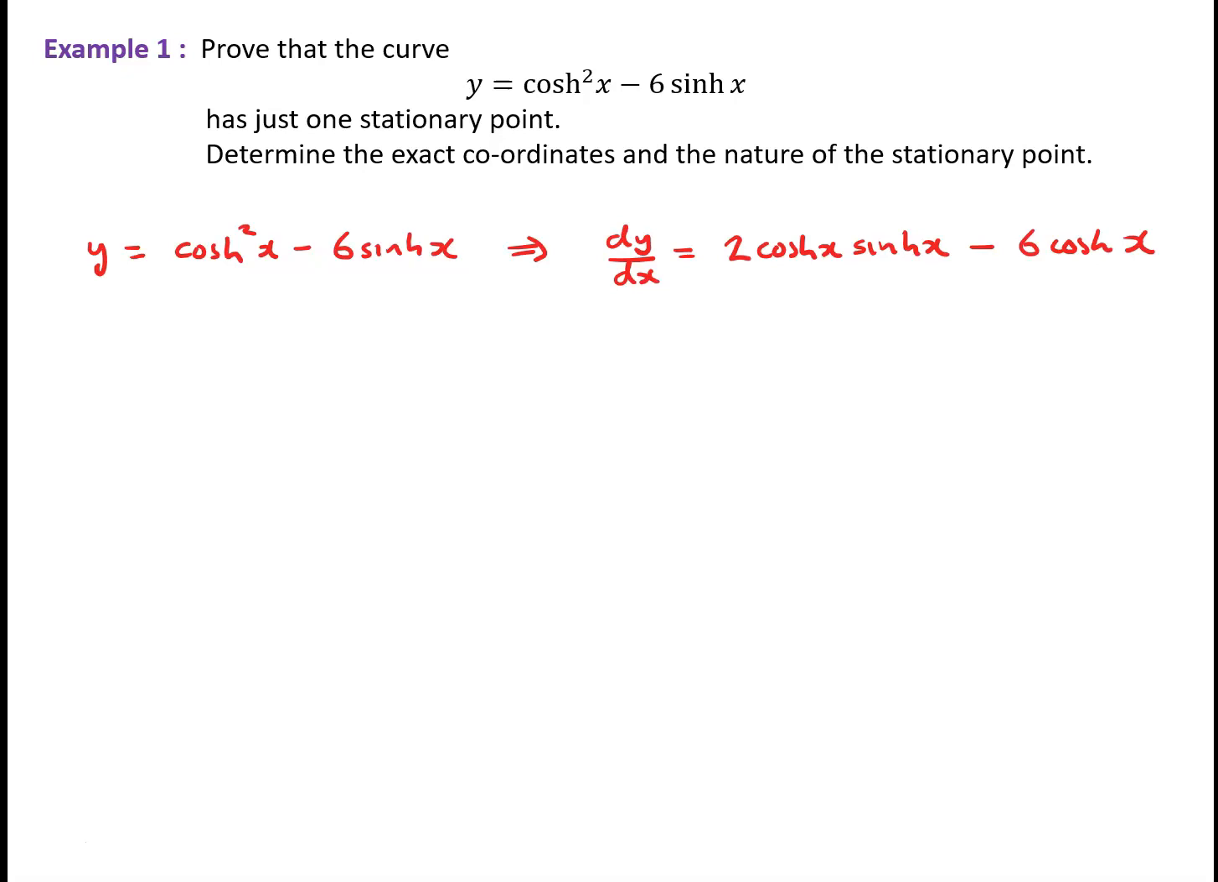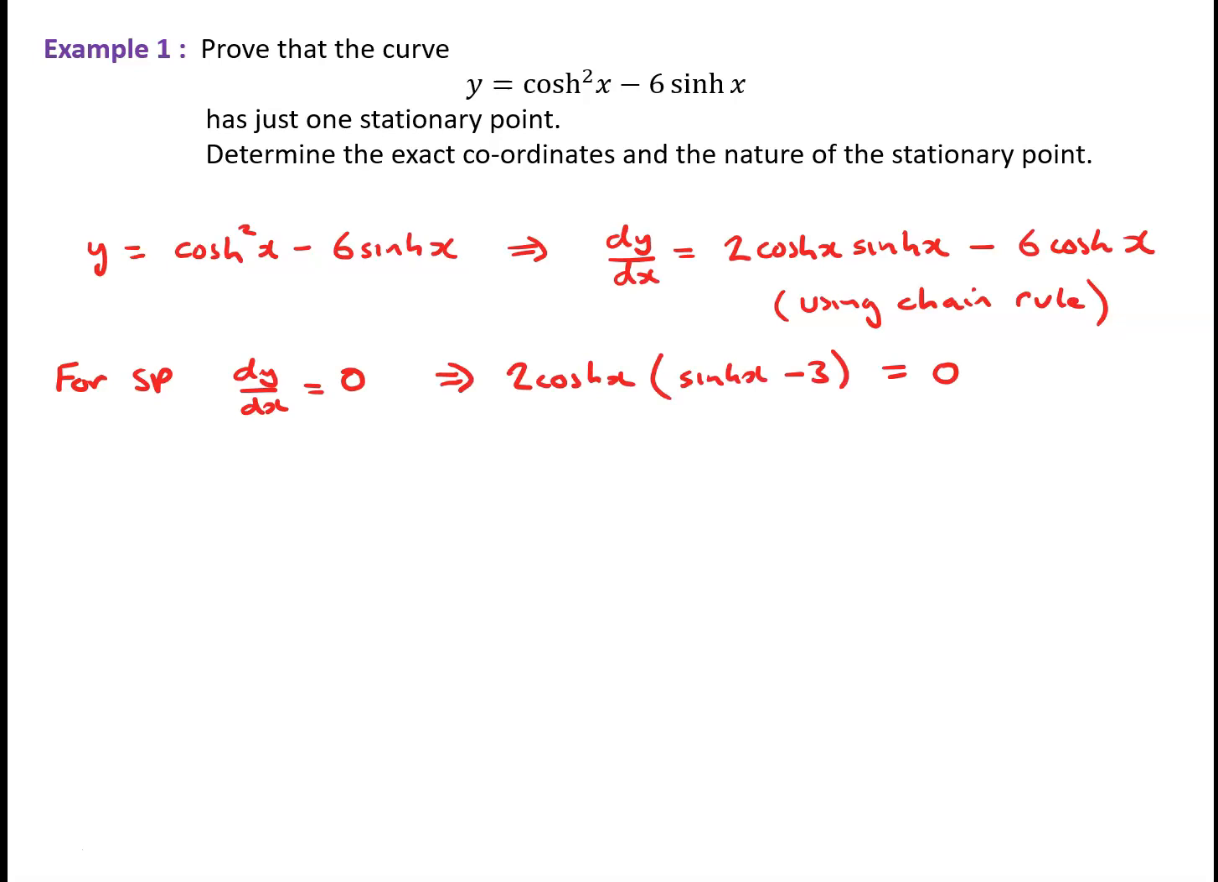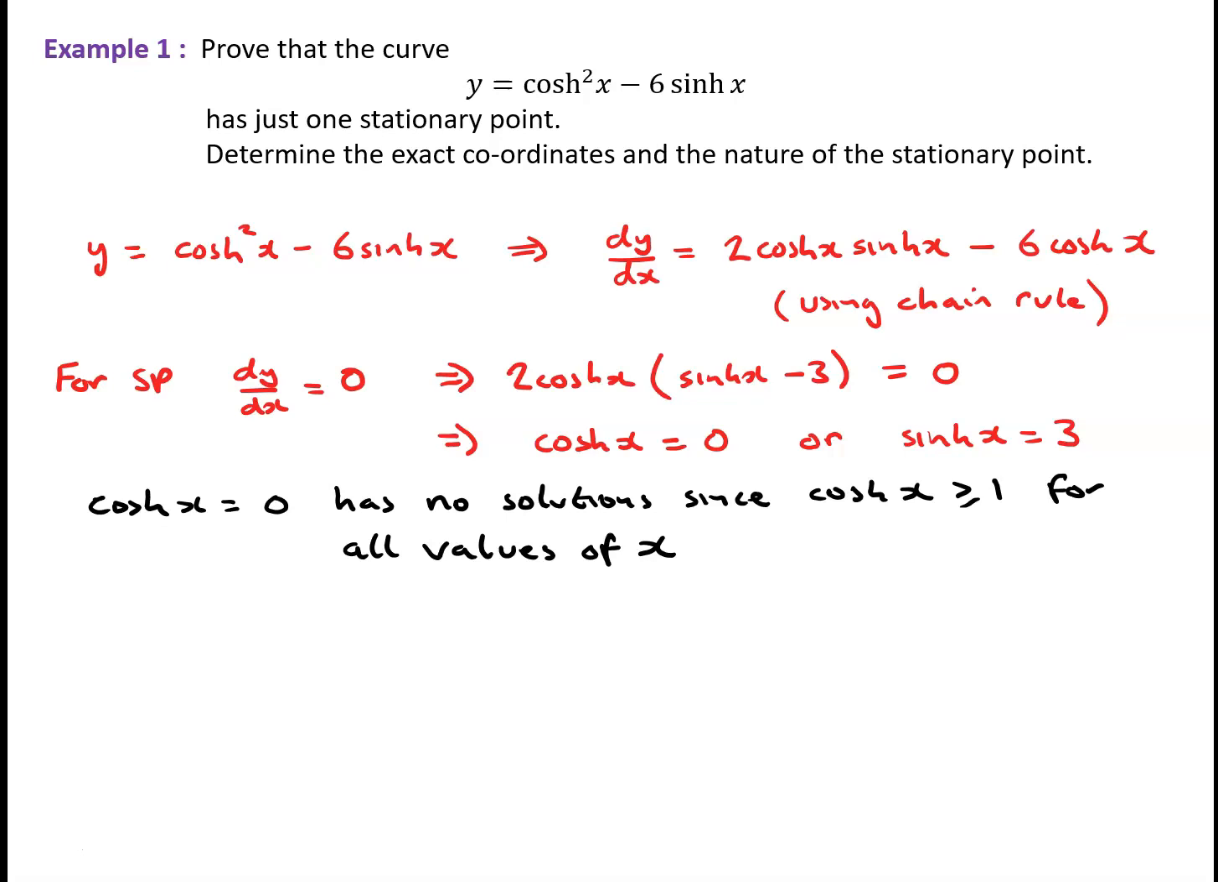So the derivative of our function is 2 cosh x sinh x minus 6 cosh x. For a stationary point, we need dy by dx equals 0. So that gives me 2 cosh x times by sinh x minus 3 must equal 0. So I've done a simple factorisation on the dy by dx expression. So that means that either cosh x equals 0 or sinh x equals 3. We know that cosh x cannot equal 0, has no solutions, because we know that cosh x is greater than or equal to 1 for all values of x.